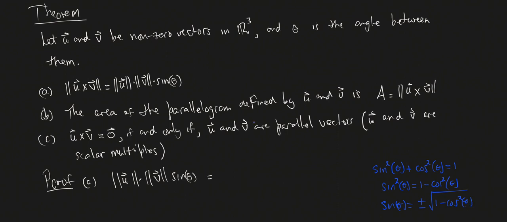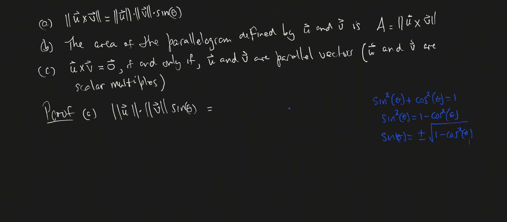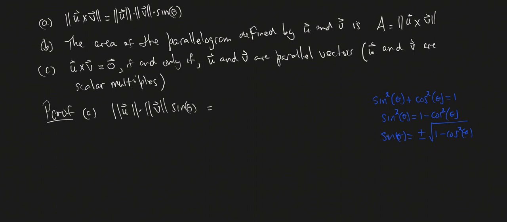But remember, theta is the angle between the two vectors, and we know that the angle between two vectors is between 0 and pi. So since theta is between 0 and pi, this means the angle is in the first or second quadrants, and the sine is always positive in both the first and second quadrants.